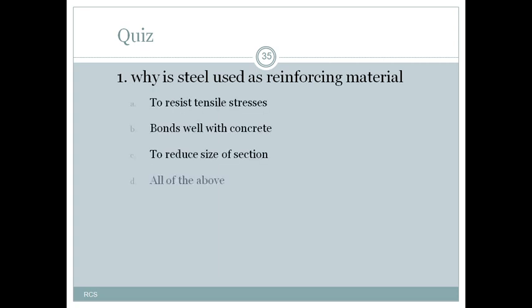Why is steel used as a reinforcing material? The options are: to resist the tensile stresses; to develop the bond stress with the concrete; to reduce the size of the section. So the answer is all of the above.